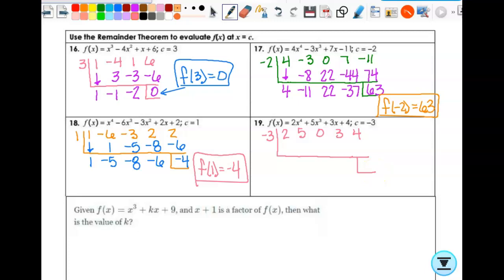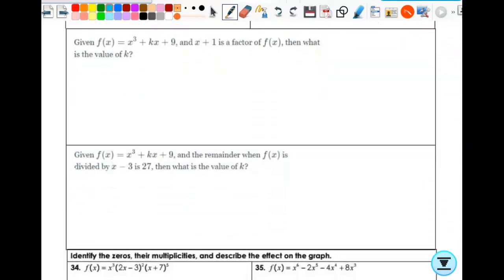Then I'll bring down my 2, -6, -1, 3, 3, -9, -6, 18, and 22. So that means that f of -3 equals 22. Alrighty. Alright, so here's one of our K problems.